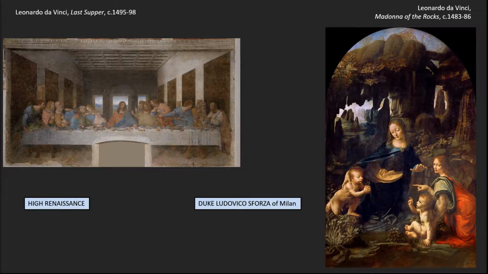So we looked at the Madonna of the Rocks, which was done for this brotherhood that Sforza belonged to, that was dedicated to the Immaculate Conception of the Virgin Mary, right? The fact that she was born from a virgin just as her son Jesus was born from a virgin, thus she did not carry original sin from Eve, right?